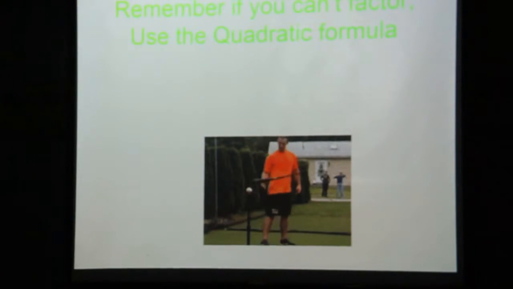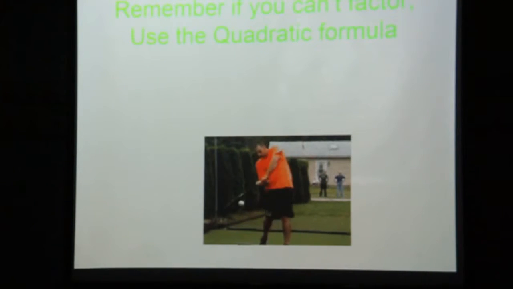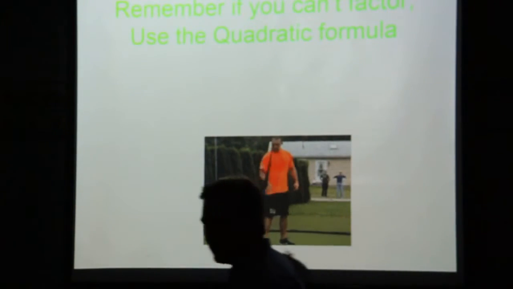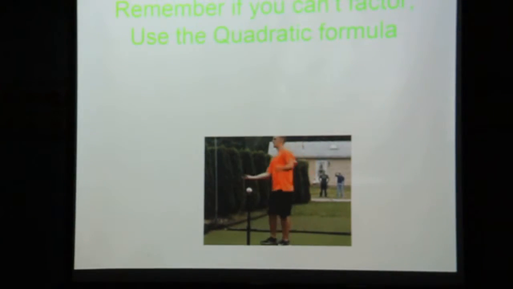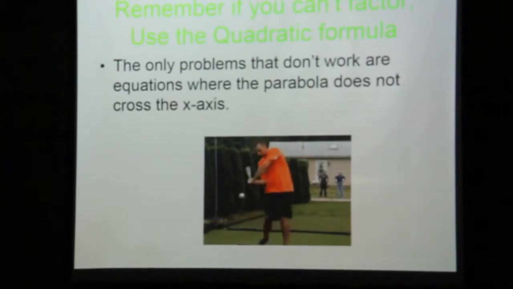So, let's go through. Remember, you can factor, if you can't factor, always use the quadratic formula. So I know that's kind of hard to see with the yellow, or the green. Remember, if you can't factor, use the quadratic formula and you'll get the same two answers, right? The only problems that don't work are equations where the parabola does not cross the x-axis, are imaginary numbers where the discriminant is negative.